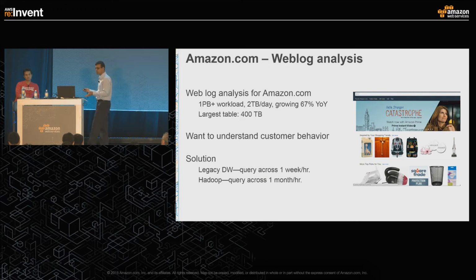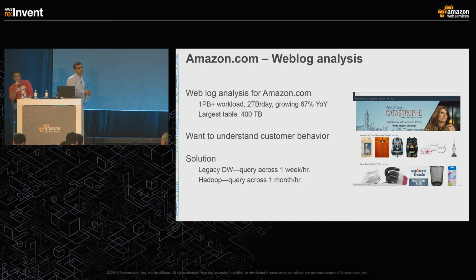This is a big data workload. It's a petabyte scale. They're generating 2 terabytes of clickstream data a day and growing at around 67% year over year. So the largest table is 400 terabytes. That's a significantly large footprint. So their legacy data warehouse solution, which was based on Oracle RAC, through that they were able to do scans of 1 week of data per hour. So in an hour, they were able to process 1 week worth of data. And that was not enough for them.